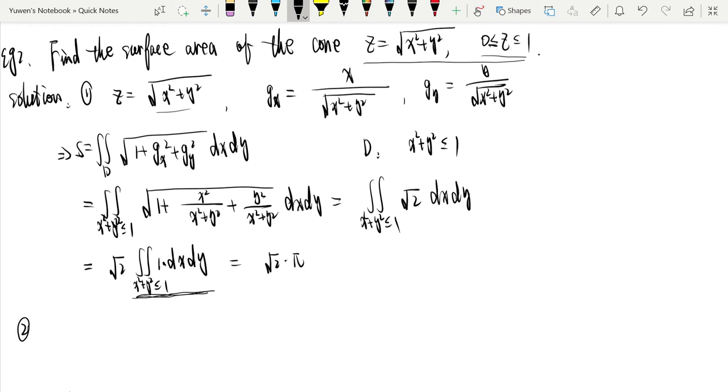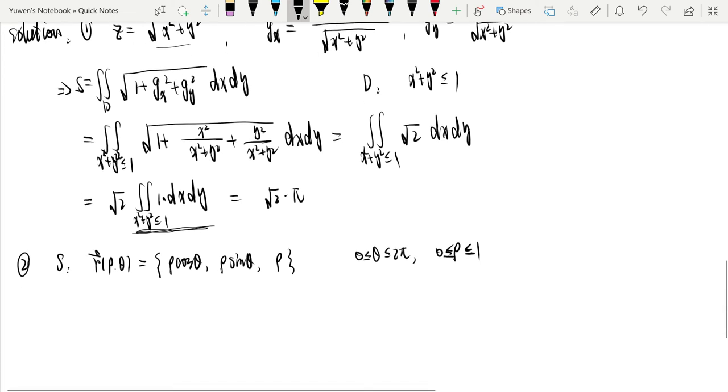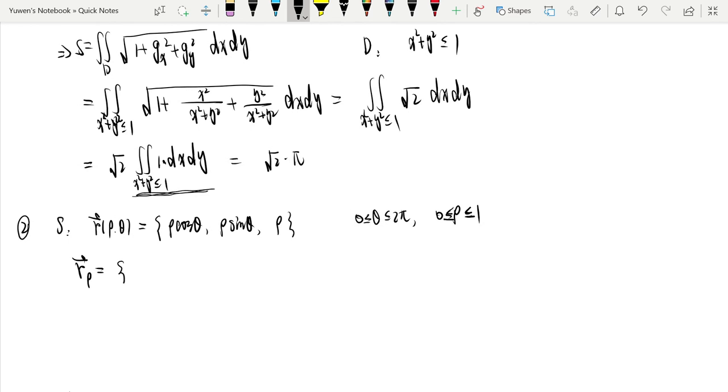The second one, we can use the parametric equation for the cone to get the value of the surface area, because the surface S can be written as r(rho, theta). We have x is rho cosine theta, y is rho sine theta, and z is rho, and theta is from 0 to 2 pi, and rho is from 0 to 1. And r_rho equals cosine theta, sine theta, and 1.